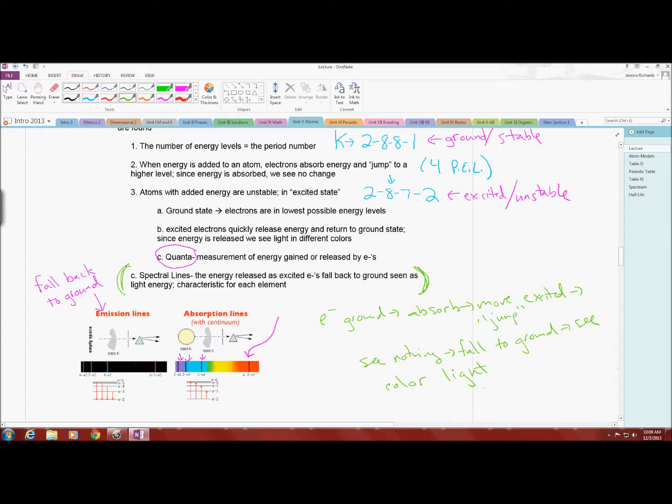They're not going to ask you for specific wavelengths. They're not going to ask you for specific movements. They're just going to maybe ask you to pick out which one is excited. Ground state are the ones that are on the table, and the excited states don't match the table. They're going to look different.